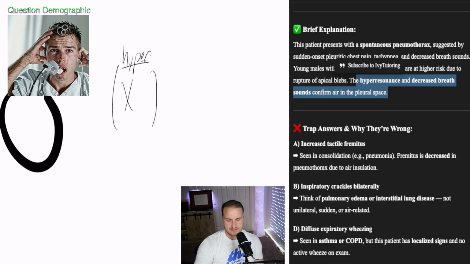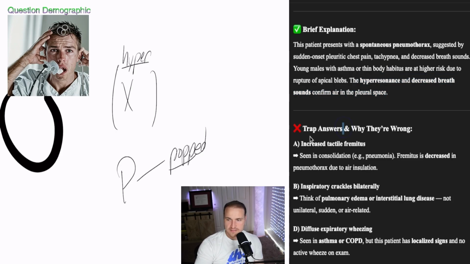So pneumothorax, right? You think of the P for popped lung. You have absent breath sounds, hyperresonant percussion, and sudden chest pain. These are good to know too. Increased tactile fremitus is seen in pneumonia, but is decreased in pneumothorax because of air insulation. Crackles, lung disease. Diffuse wheezing would be asthma. Bronchial breath sounds, left apex would be consolidation.